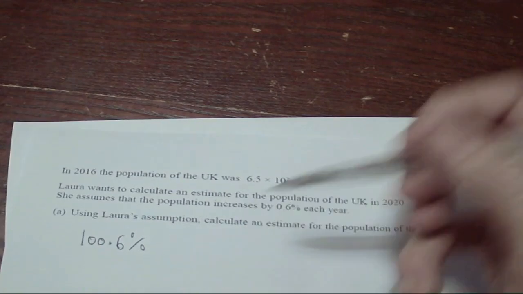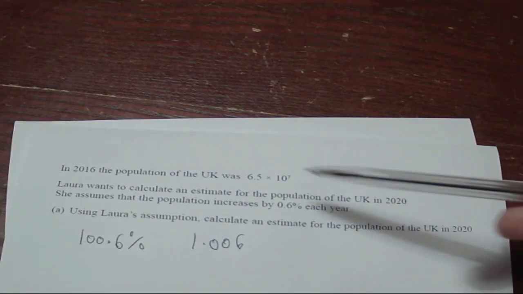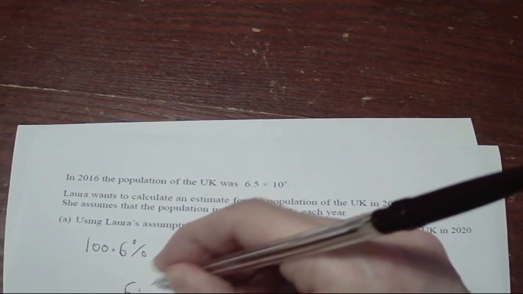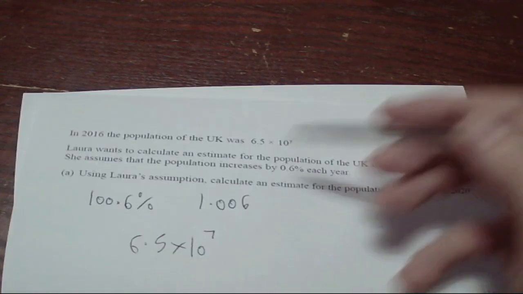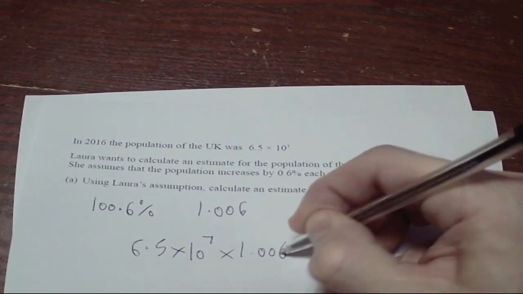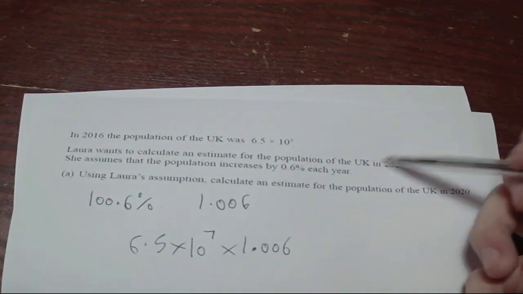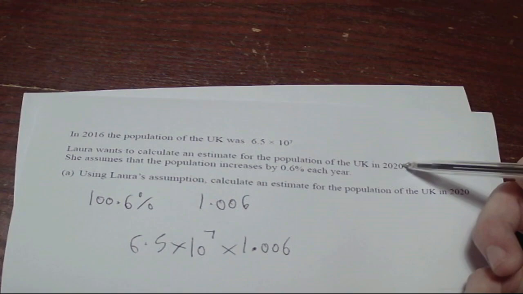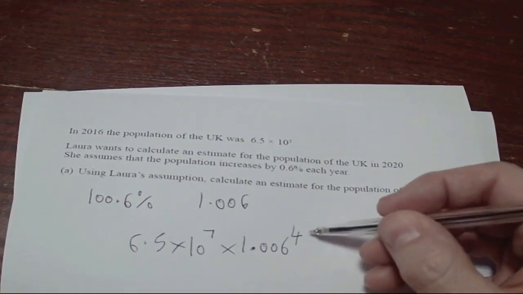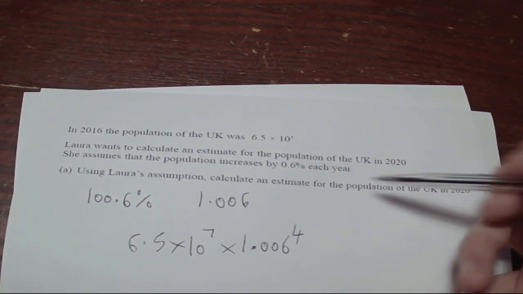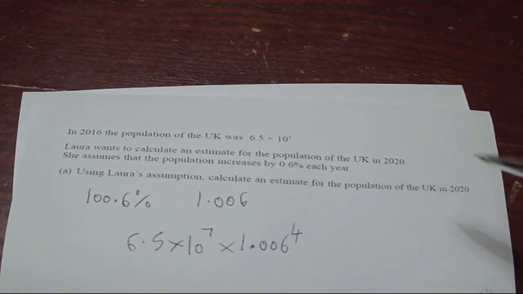So 100.6%. That is 1.006. It's a very small number, 1.006. We start with 6.5 times 10 to the 7. Okay, we're increasing that by 1.006. So that's the calculation I'm going to do. So that's my original population. There's my scale factor. But I'm doing it for 4 years because 2020 and 2016, 4 years has gone by. So I'm going to have to do power 4 because my scale factor is to the power 4 here because I'm doing it over 4 years. So if I want to estimate the population, I'm just going to throw that into the calculator. Again, you want to be really good at using a calculator to do standard form.